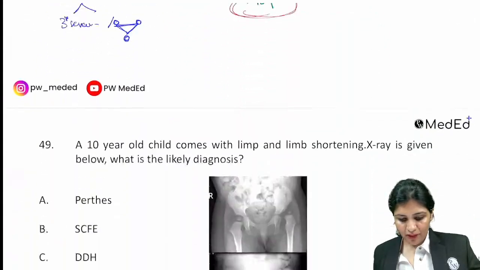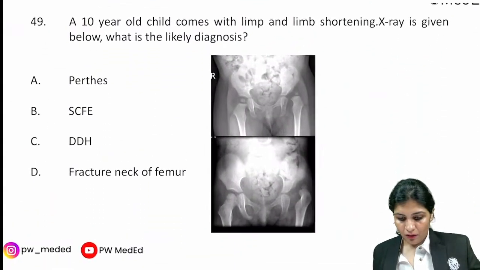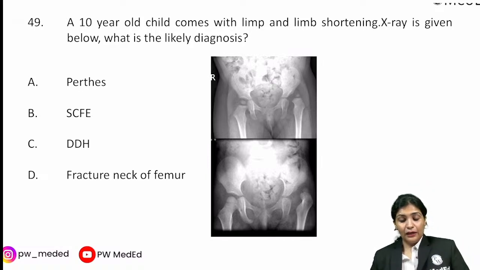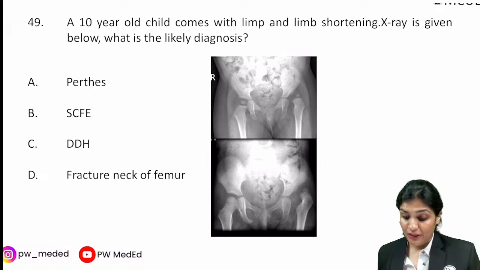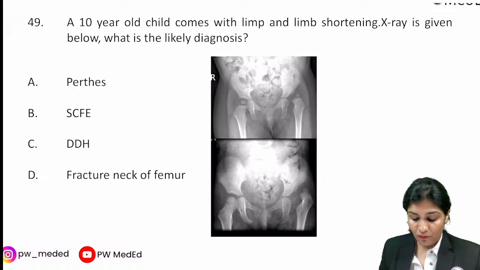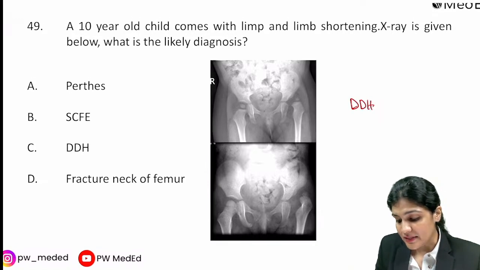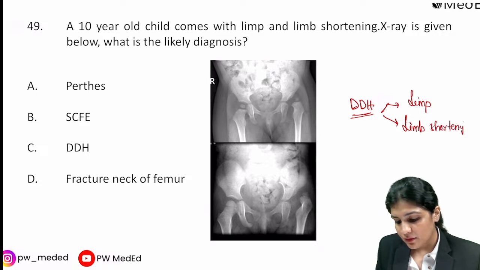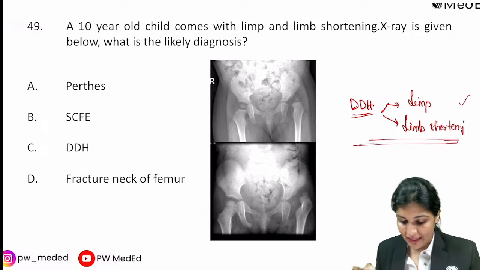So that is how you deal with the questions. Next is the 10-year-old child. A 10-year-old child comes with the limp and limb shortening. So we have already discussed that DDH is one where the patient will come with the limp and the limb shortening, right? And that is confirmed by the X-ray again.